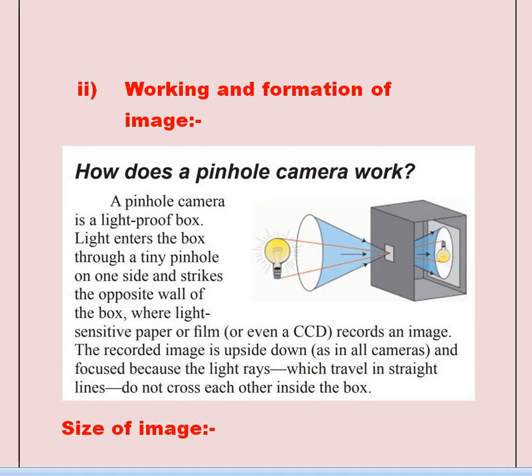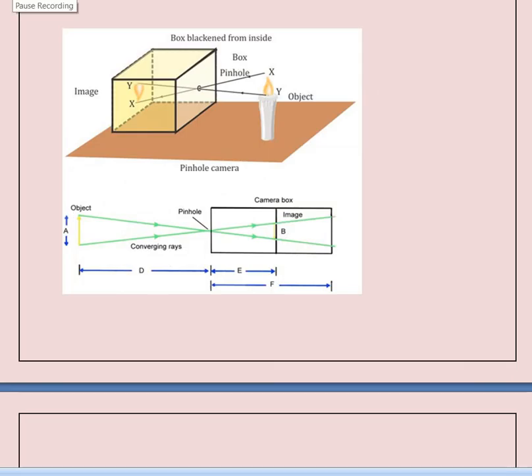Okay. From this picture we can also understand the formation of the image. Here you can see the burning candle XY placed in front of the pinhole camera, and an inverted picture X dash Y dash, or Y X, you can get on the opposite face of the rectangular box. This X ray is coming through the hole and going in this direction, and this Y ray is coming through the hole and going in this direction. That's why we get an inverted image of the object.